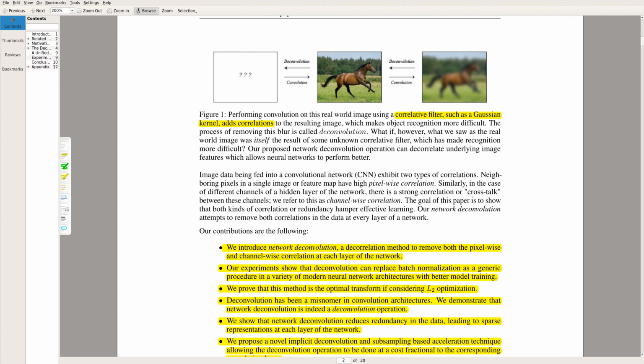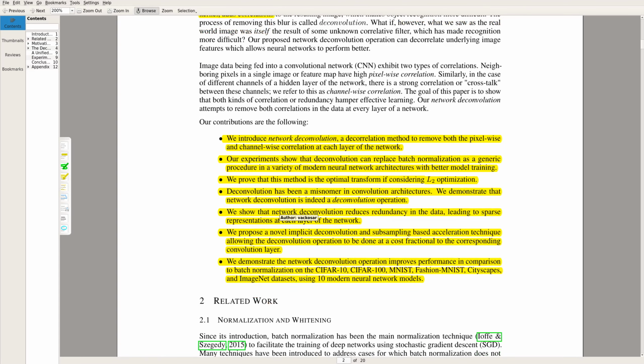And because you remove the correlations, you will get a sparser representation, and then of course you will get better performance on that. But the decorrelation itself, the deconvolution, is a more expensive operation, and you have to do it faster with some approximation methods and so on. So the contributions of this paper are the following. They introduce network deconvolution, a decorrelation method to remove both pixel-wise and channel-wise correlation at each layer of the network. Their experiments show that deconvolution can replace batch normalization as a generic procedure in a variety of neural network architectures, with better model training.